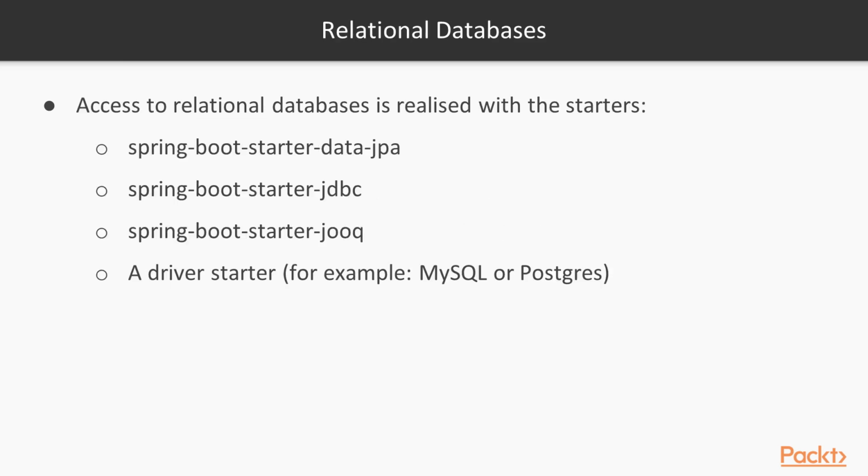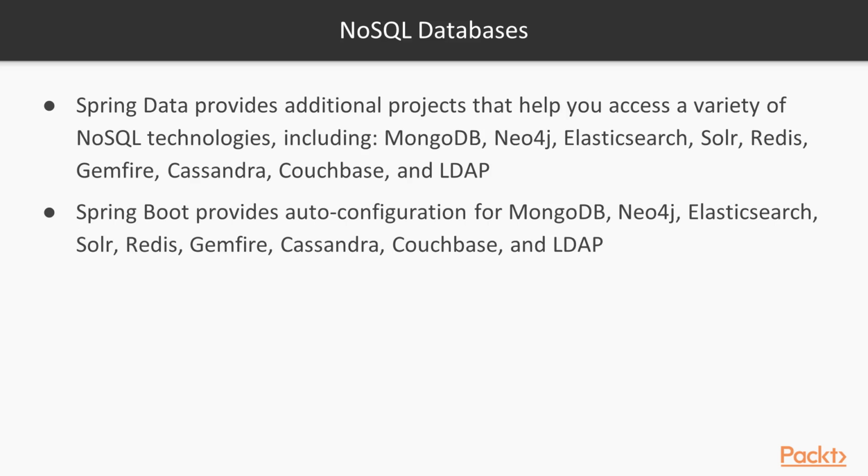With regard to relational databases, you can connect your application to a relational database when you add one of these starters to your project and a driver-specific starter. In this section, we will deal with the Spring JPA starter and the Spring JDBC starter in the next video. Spring Data also provides additional sub-projects that help you access a variety of NoSQL technologies, including MongoDB, Neo4j, Elasticsearch, Solr, Redis, Gemfire, Cassandra, Couchbase, and LDAP, as well as auto-configuration for these databases.